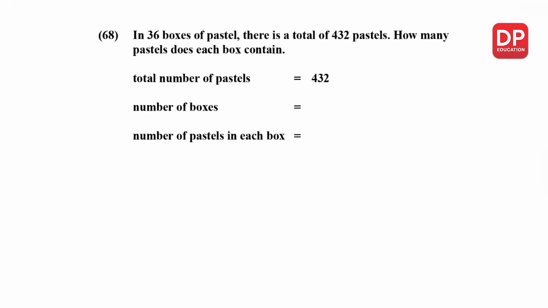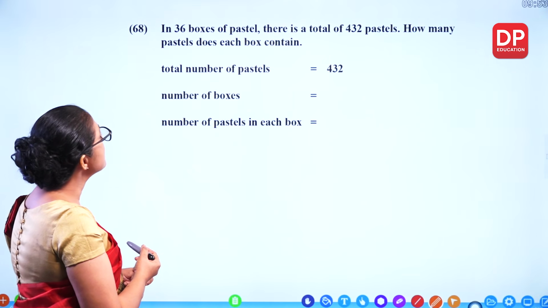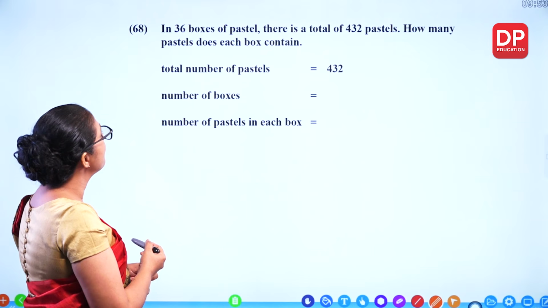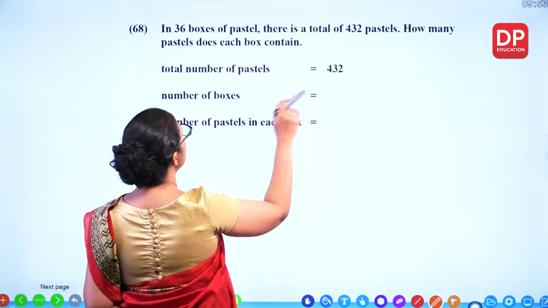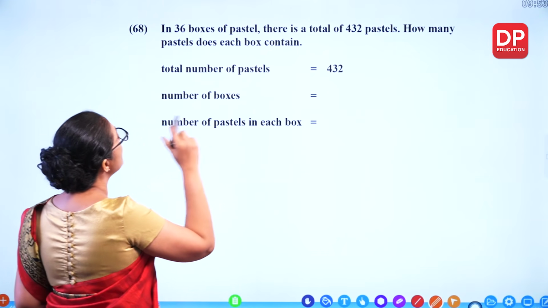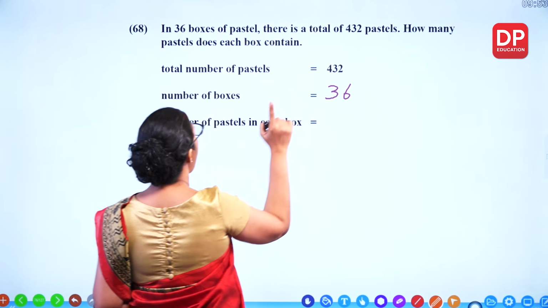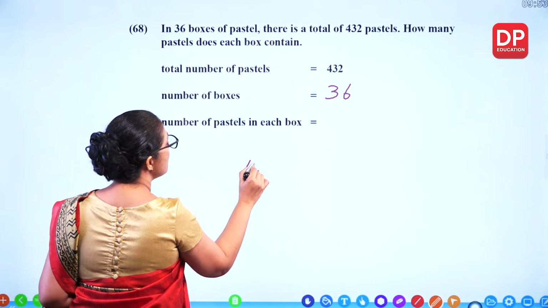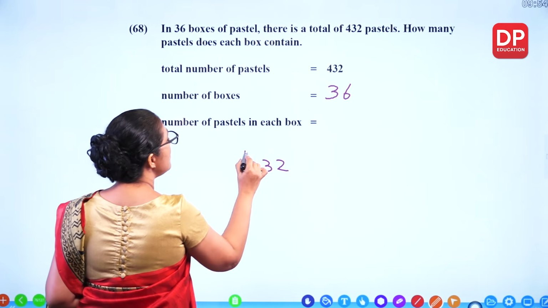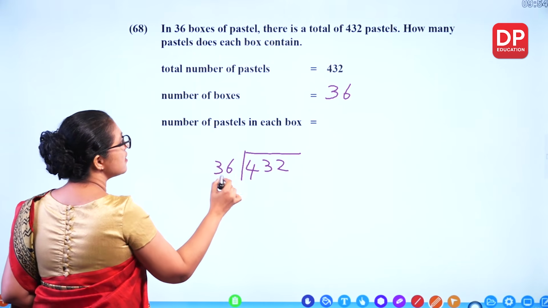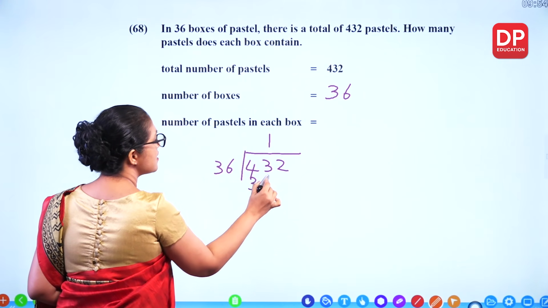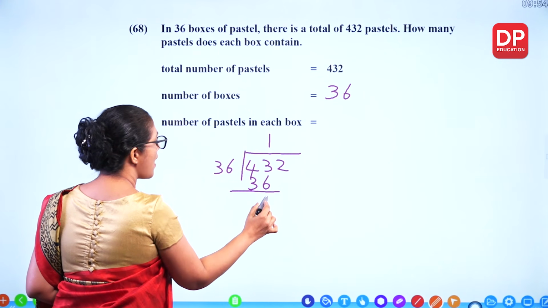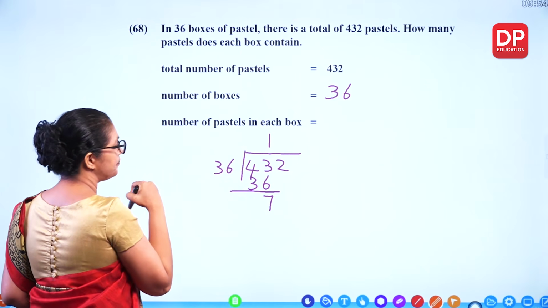This one, in 36 boxes of pastel, there is a total of 432 pastels. How many pastels does each box contain? So altogether 432. So how many boxes are there? 36. So how do we find out the number of pastels in each box? You have to divide. We'll use long division. 36 times 1 is 36. When you subtract, you get 7.